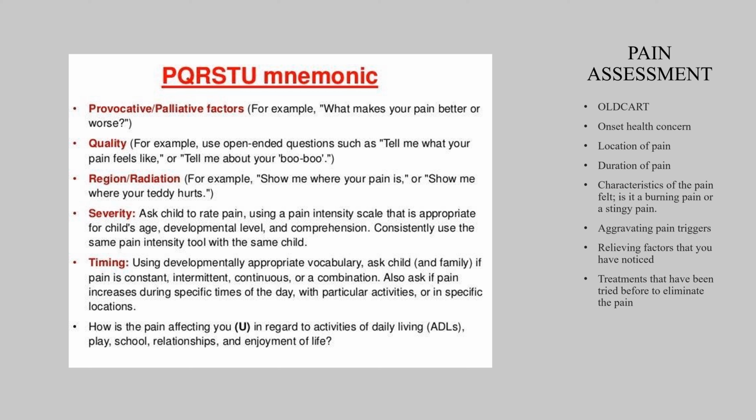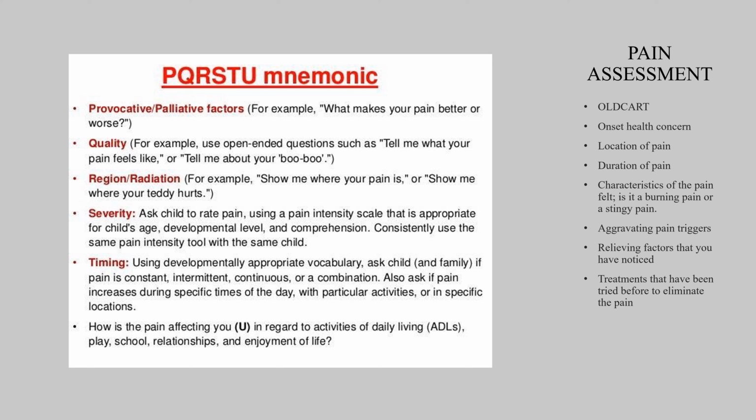So we have the PQRSTU mnemonic. So P is for provocative or palliative factors, such as what makes your pain better or what makes your pain worse. Q is for the quality. So, for example, we're going to use open ended questions as we're always going to do in nursing school. Tell me what your pain feels like, or tell me about your boo boo if you're talking to a little child. R is for region or radiation.